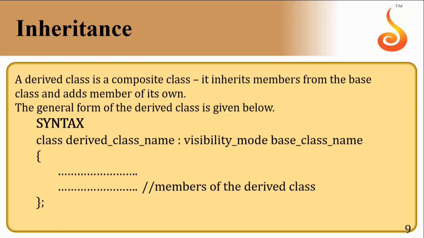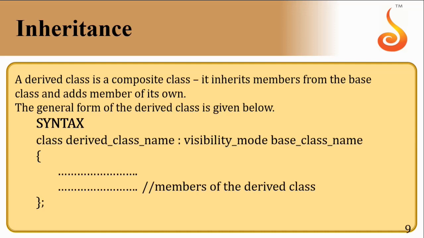So: class, derived class name. The derived class name is any user-defined name, any identifier name. Then colon, yes, it is the syntax. Class is the keyword, you have to write it. It's not a double colon; I am not using the scope resolution operator here, only a single colon. And then the visibility mode.